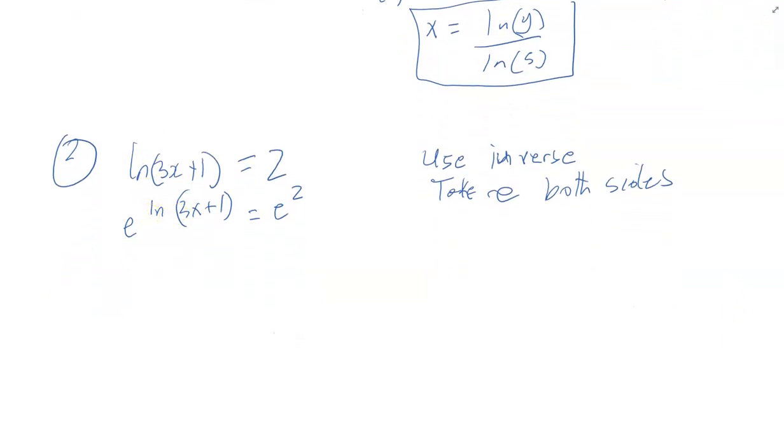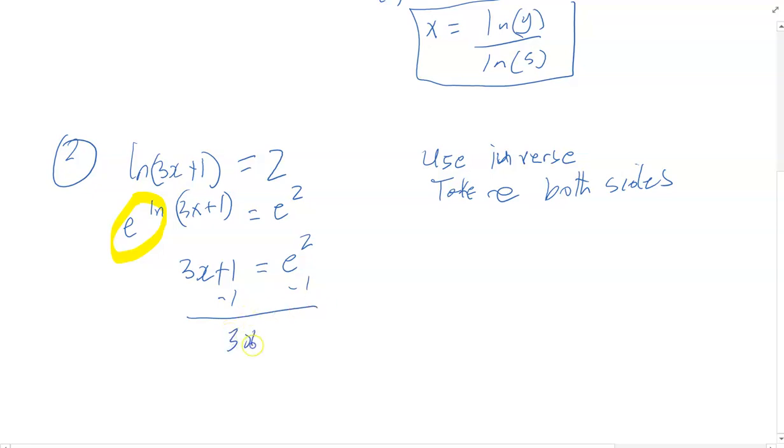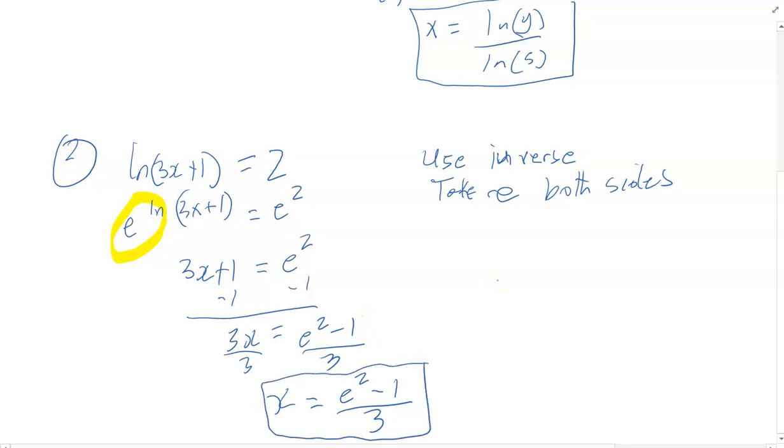And now this e will undo the ln. Inverse functions undo each other. So we have on the right side 3x plus 1 equals e to the second. Now we want to do some algebra until we find x, so we subtract 1 from both sides. We're left with 3x equals e squared minus 1, and then dividing both sides by 3, we're left with x is equal to e squared minus 1 over 3, and that is our final answer, and we have solved for x.